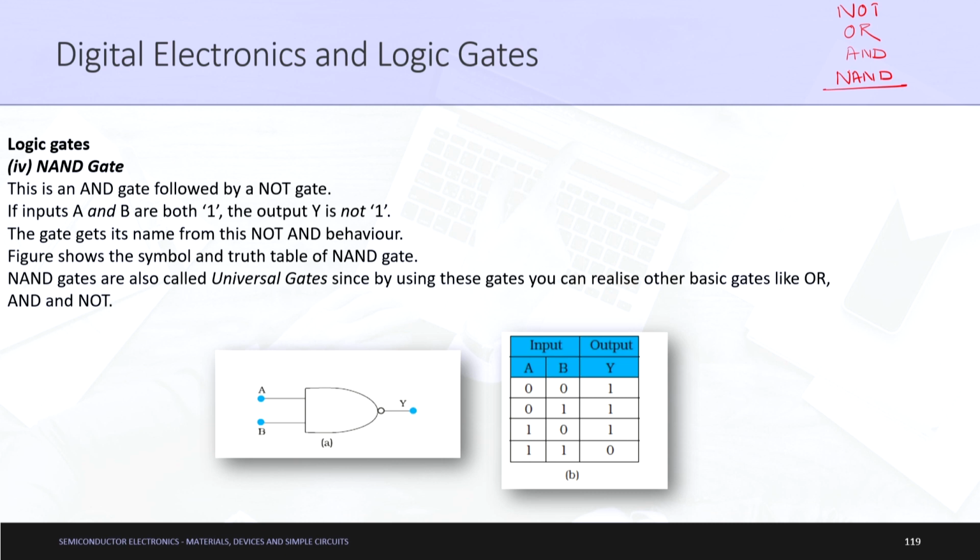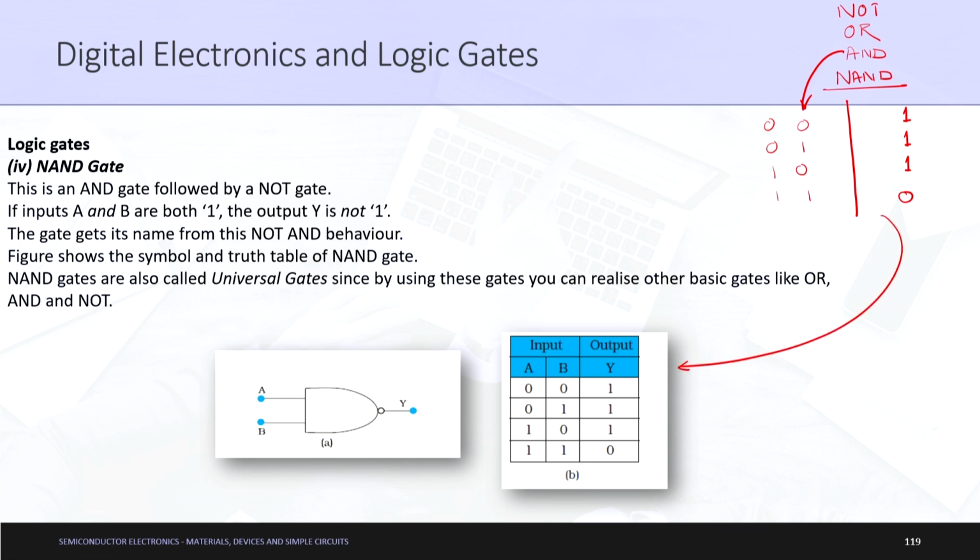What does it mean? Let us first draw a truth table for AND. If 0 0, it is 0. If 0 1, it is 0. If 1 0, it is 0. And if 1 1, it is 1. Let us suppose after this output signal, we added a NOT gate. So, what will happen? This will be 1, this will be 1, this will be 1, this will be 0. If we just remove the AND column, this is the truth table which we get for the NAND gate.